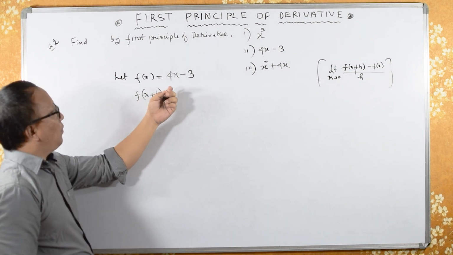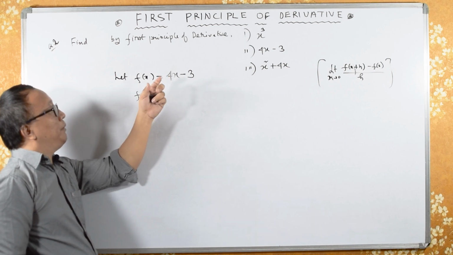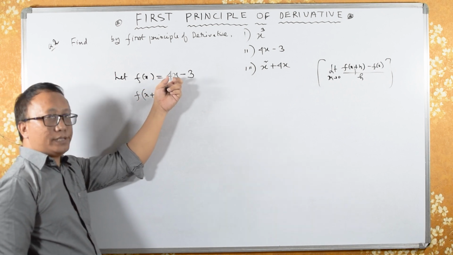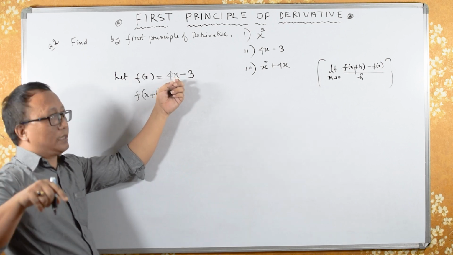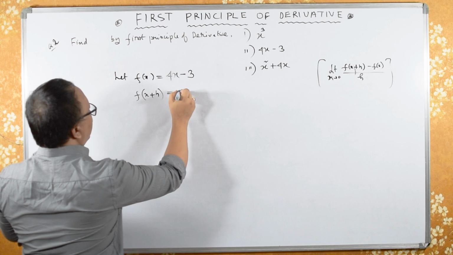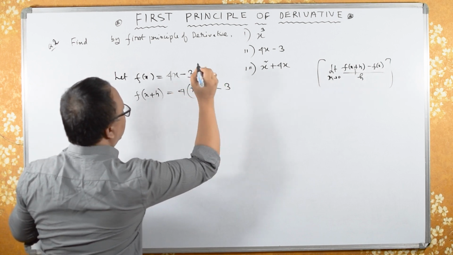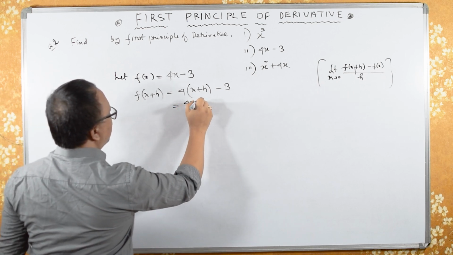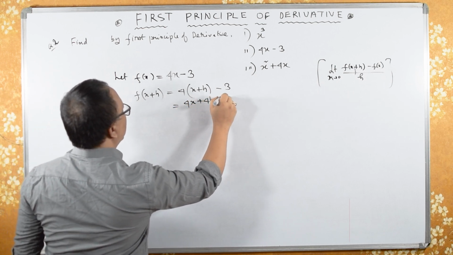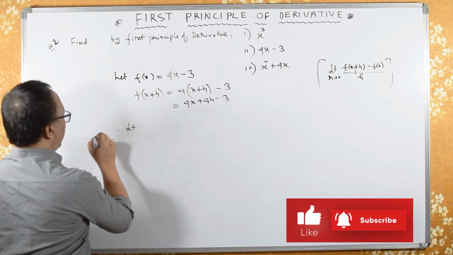Now what you have to do is, instead of x, you have to write x plus h, in those places which are x. Here we'll have 4(x plus h) minus 3, which is 4x plus 4h minus 3.